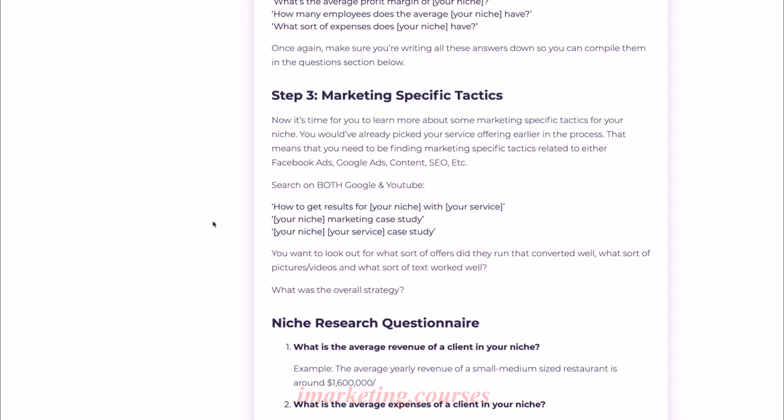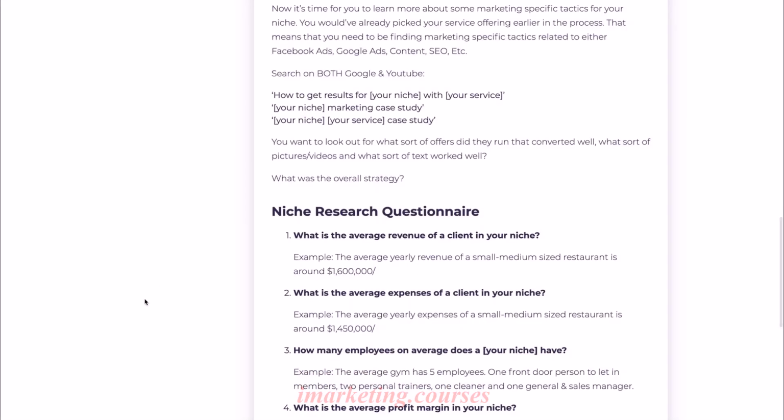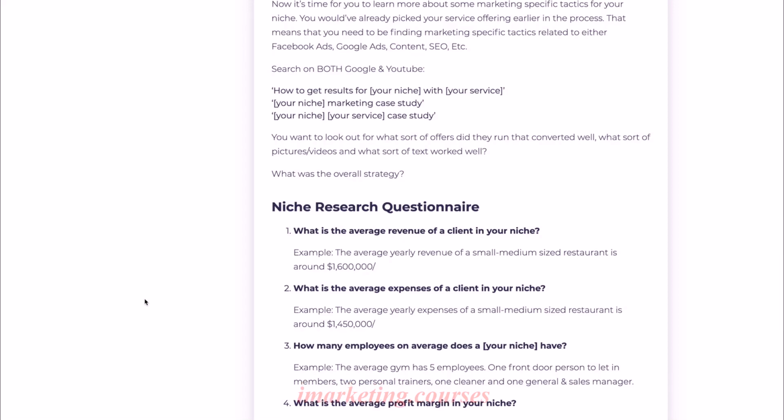Out there, there are a lot of agencies who've gotten good results and want to share this as a case study, right? They're using this to get more clients, but we can use it to get a better understanding of how they're getting results for their clients, okay? So you can look up how to get results for your niche with your service, or your niche marketing case study, or your niche, your service case study, okay? And you want to read over all of these strategies.